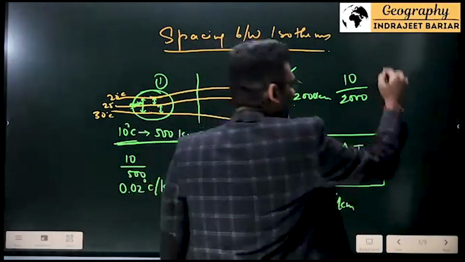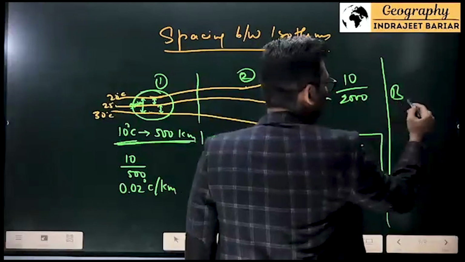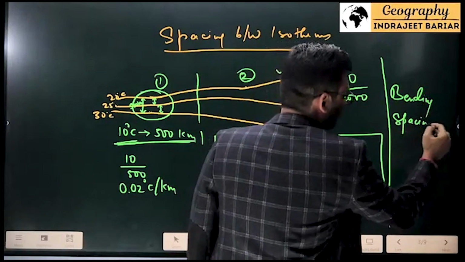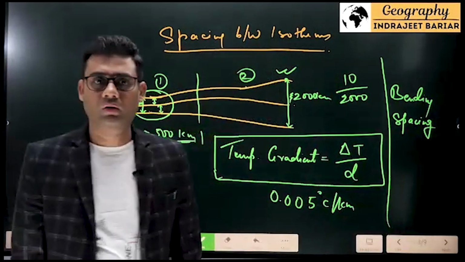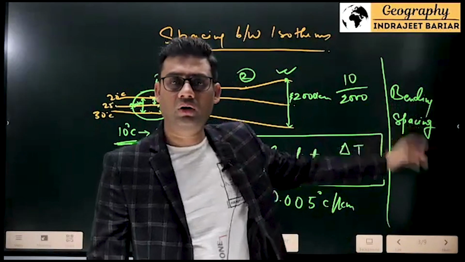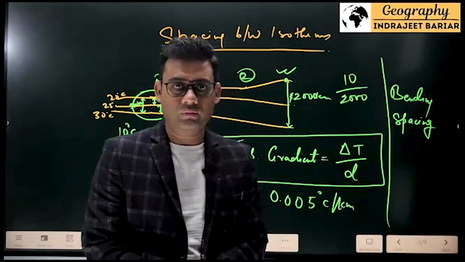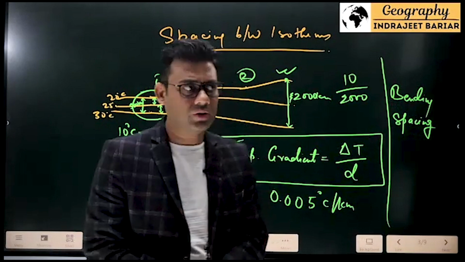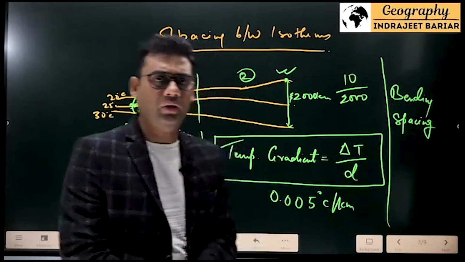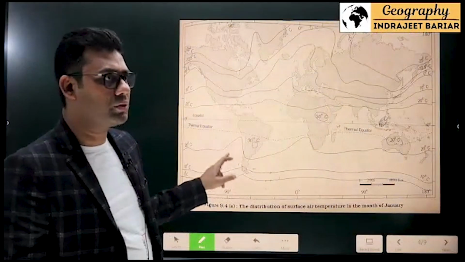So now we have two properties of isotherms. The first is bending and the second one is spacing. Both of which are a result of land-water differential, a difference in the thermal property of land and water. So everyone understood this concept? Now let us apply it. Very straightforward, simple. Applying it, checking the isothermal maps.